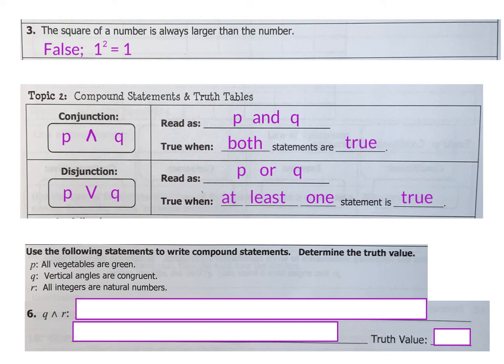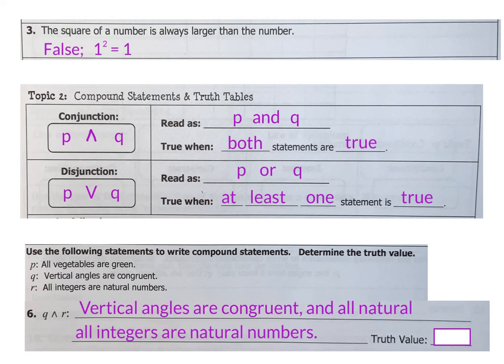So let's look at this one. They want us to use all vegetables are green, vertical angles are congruent, and all integers are natural numbers. Determine the truth value. So your statement should have looked like this. Vertical angles are congruent, and all integers are natural numbers.